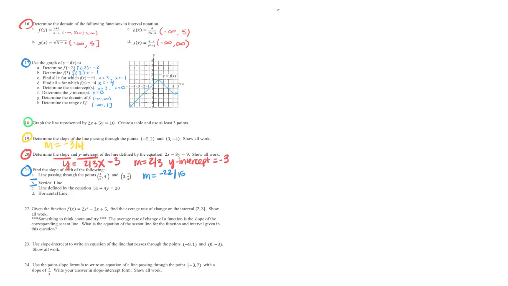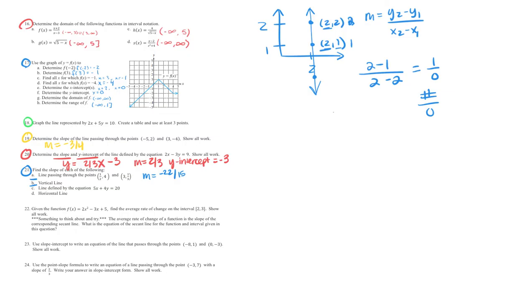On this, we want to use m equals y2 minus y1 over x2 minus x1. Let's plug in these points. We'll consider this our 2 point, and this our 1 point. So for y2, we have 2 minus y1, which is 1, over x2 minus x1. When I do that, I get 1 over 0. We don't like that because we're not getting a number out, and a number over 0 tells us the slope is undefined.